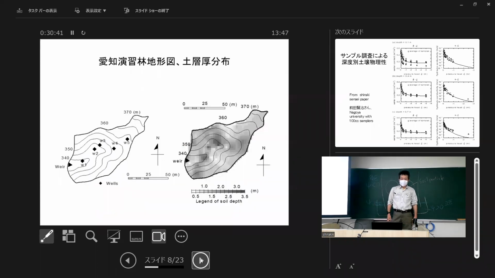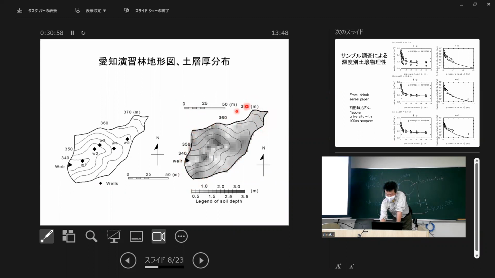And this is a sample of the Minamitani. Oh, Maeda-san isn't here. I thought Maeda-san might come. Well, okay. Aichi Prefecture, Aichi University Forest, Minamitani, and it's a very small area.